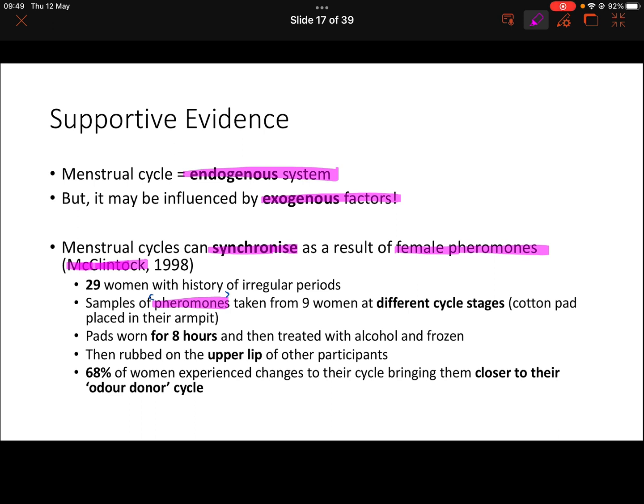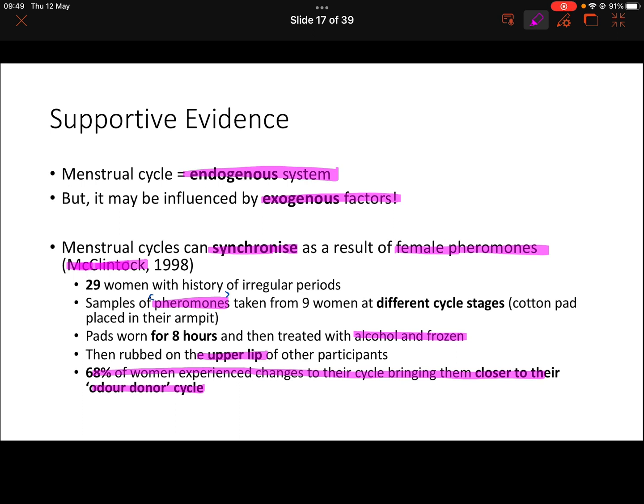They had cotton pads that were placed under their armpits and worn for at least 8 hours to ensure that those pheromones, inverted commas, were picked up. The pads were then treated with alcohol and frozen to be rubbed on the upper lip of other women. On day 1, they rubbed the pads from the start of the menstrual cycle to the women. On day 2, they were all given the pad from the second day of the cycle, and so on and so forth. McClintock found that 68% of women experienced changes to their cycle, bringing them closer or more in line to their odor donor.